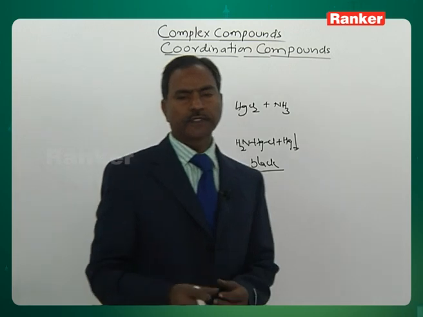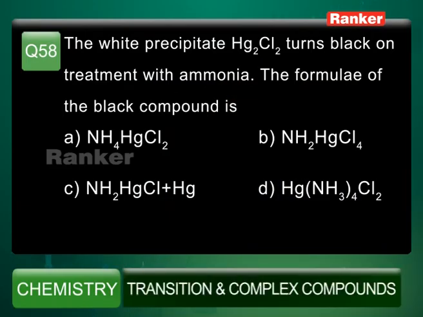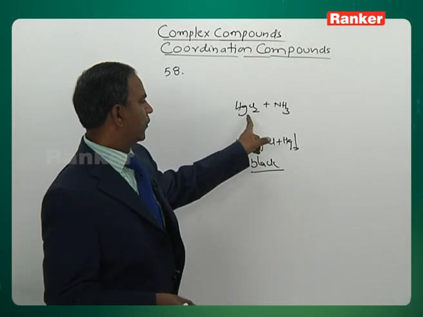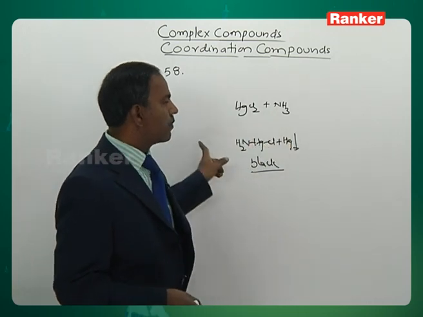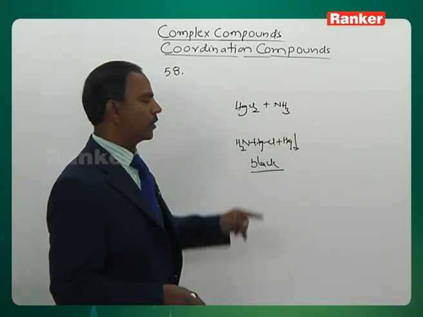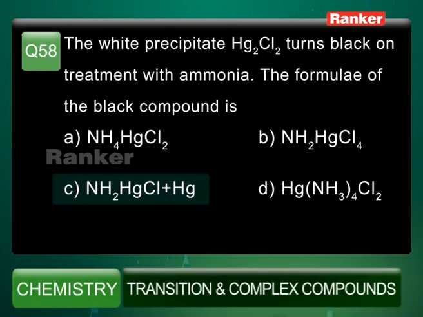So, come to the options. A, NH4HgCl2, no. Option B, NH2HgCl4, no. And C, NH2HgCl plus Hg. Then the fourth option, [Hg(NH3)4]Cl2. So, whenever mercury chloride reacts with ammonia, you are getting a black precipitate. The composition of the black precipitate is this one. So, here the answer is C.